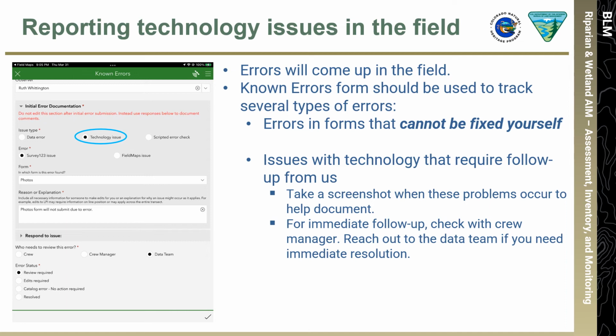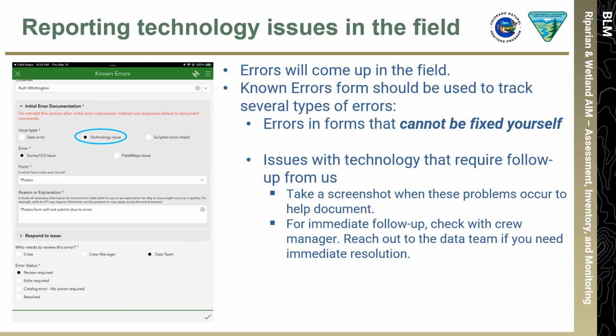Alternatively, unanticipated technology issues may come up during sampling. While we tested each form extensively, there may be issues we didn't predict while testing the forms in the office. If you have a problem with one of the fields or a suggestion to improve its functionality, the known errors form can be used as a way to track these comments as you think of them in the field. It's also a good idea to take a screenshot of the problem as you are having it, as another way to explain the issue to us.